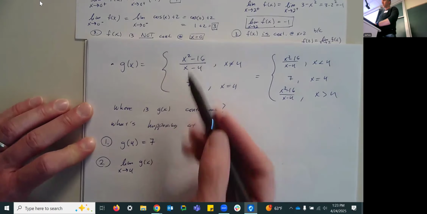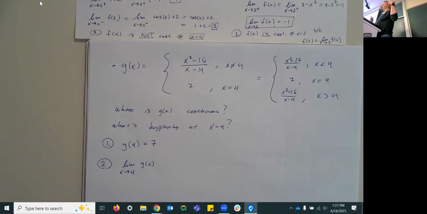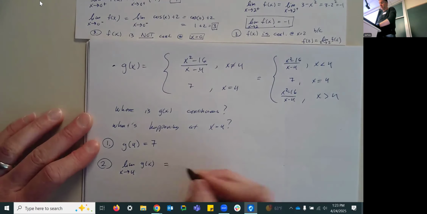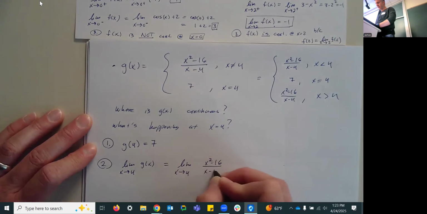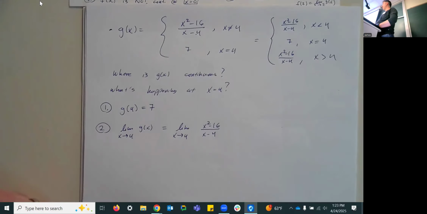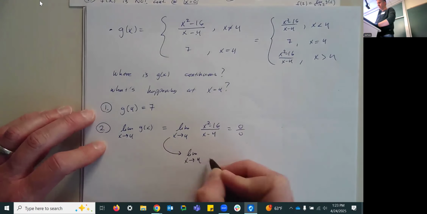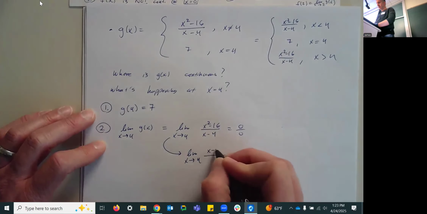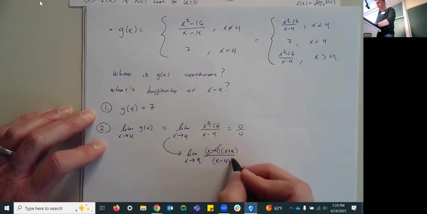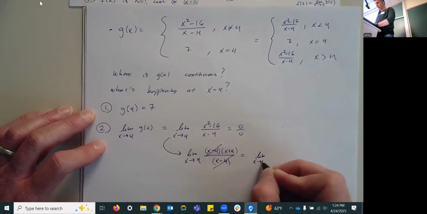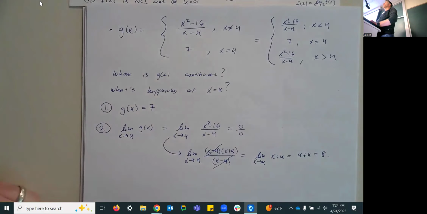But I don't need to write all that because this means the same thing. On either side of 4, the function is defined to be x squared minus 16 over x minus 4, which means the double-sided limit we can just do in one shot. We don't have to do a left side and a right side. So that's the limit as x approaches 4 of x squared minus 16 over x minus 4. If we plug it in, we get 0 divided by 0, which means we reset and say, okay, I can probably factor. The numerator factors as x minus 4 times x plus 4, and x minus 4 divided by x minus 4 becomes 1. So we're left with the limit as x approaches 4 of x plus 4, which is 4 plus 4, which is 8.